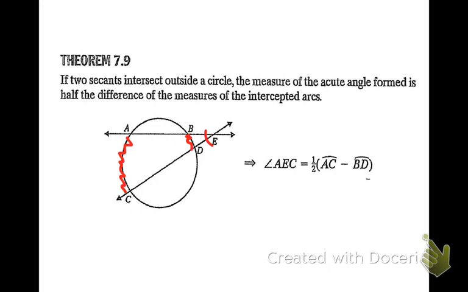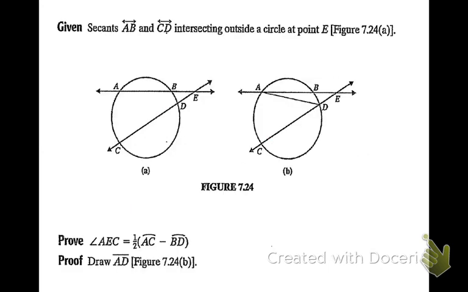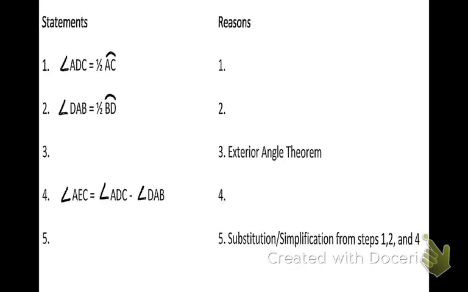We're also going to prove this formally. Okay, without numbers, we'll prove it. So given the secants AB and CD intersecting outside a circle at a point E, we need to prove that AEC equals 1/2 of AC minus BD. So we draw in the line AD like we had in the original example. And we can say ADC equals half of AC. How come I can say that? What's the reason that I know ADC equals half of AC?